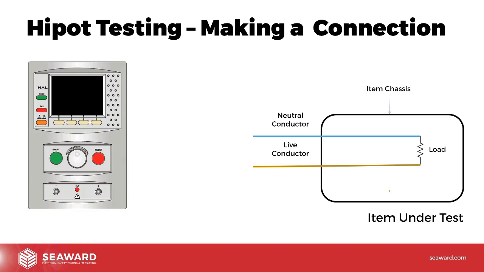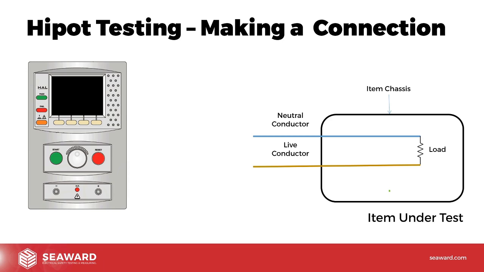On the left-hand side, we have our Hipot tester. You notice down at the bottom of the tester, we have two ports there. We have a positive and a negative. And then we also have our item under test, which very simply in this diagram consists of a live conductor and a neutral conductor across a load. And then we also have our item chassis.